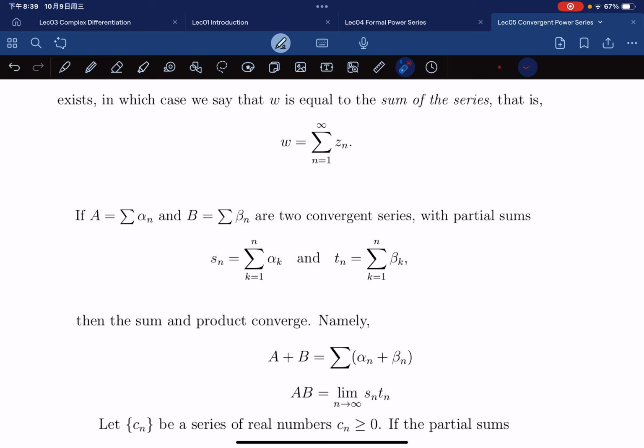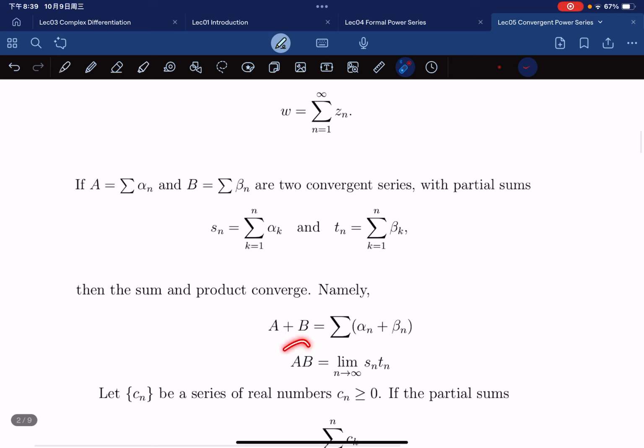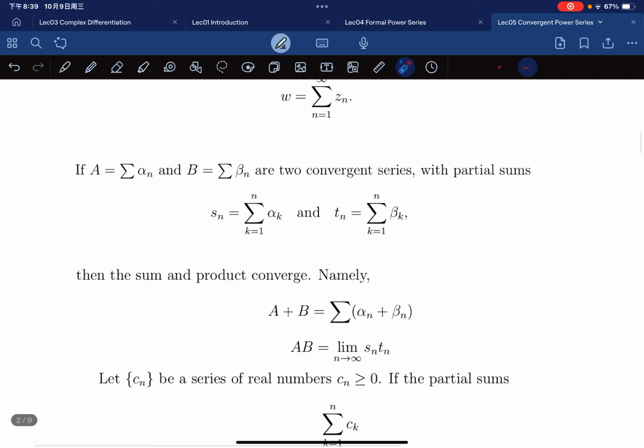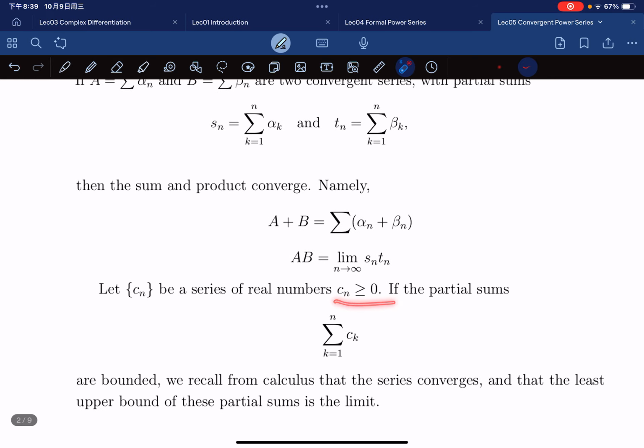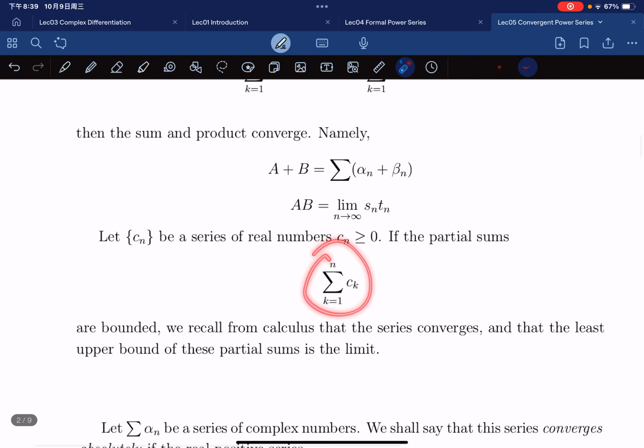if they're both convergent, then the summation of the terms is the sum of their sums, right? This is true just because of the convergence of sequences. And given a series of non-negative real numbers, if all the partial sums are bounded, then it converges, because of the monotone bounded principle.